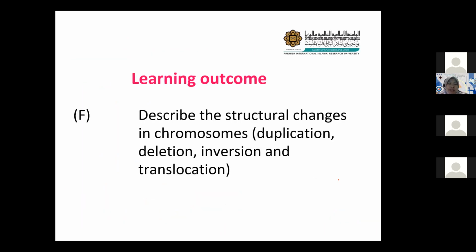Okay, any questions so far? So we have finished with point mutation. Senang ke susah chapter ni?